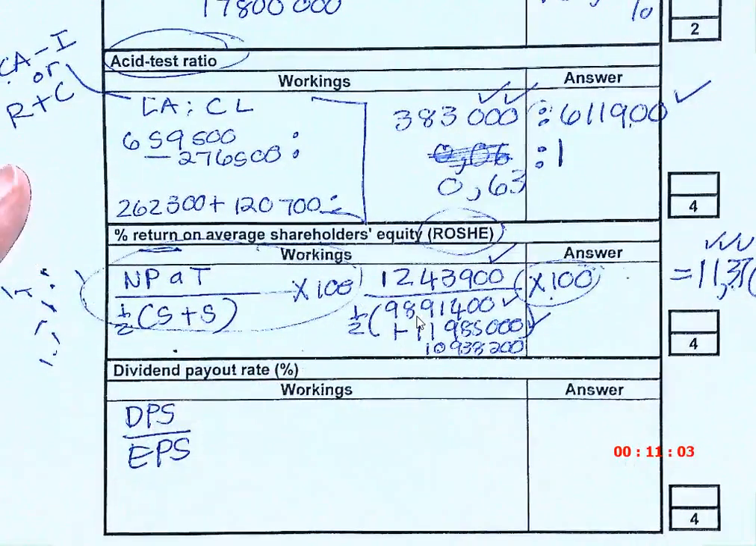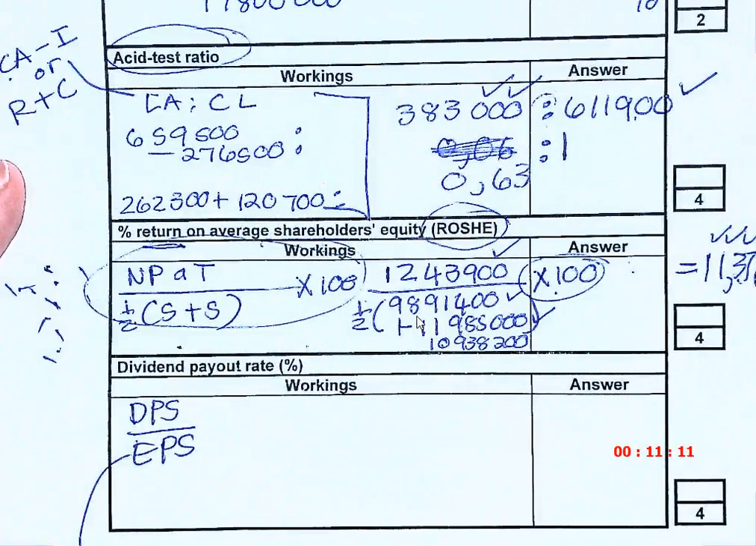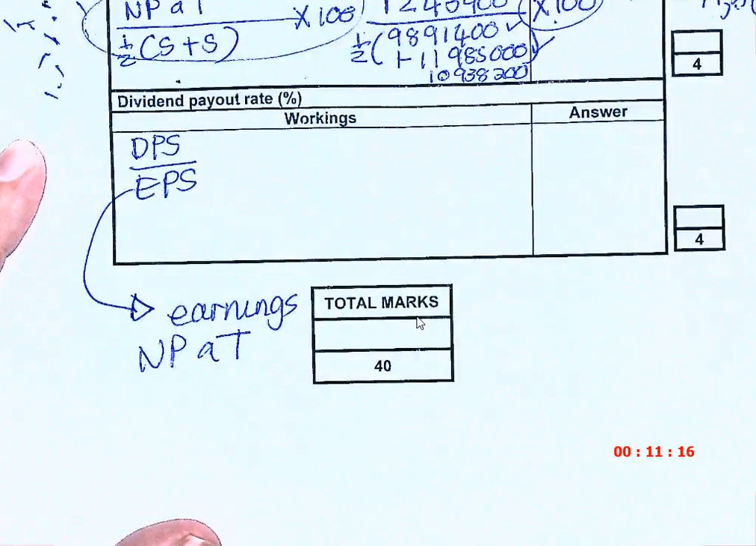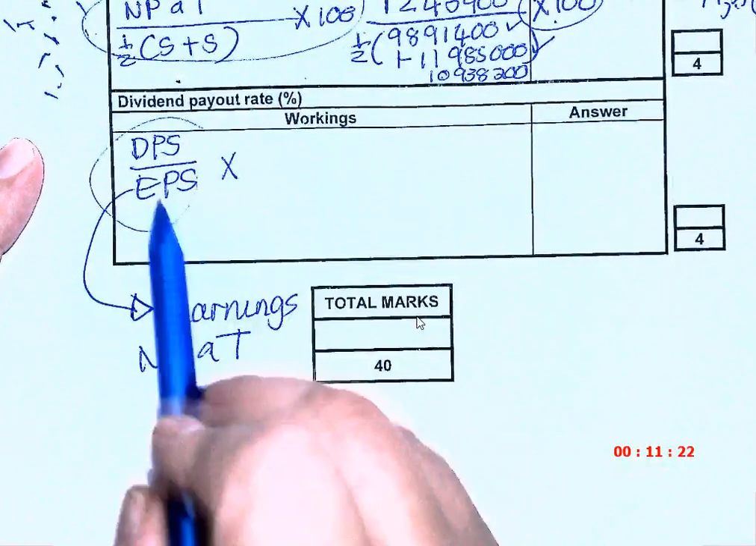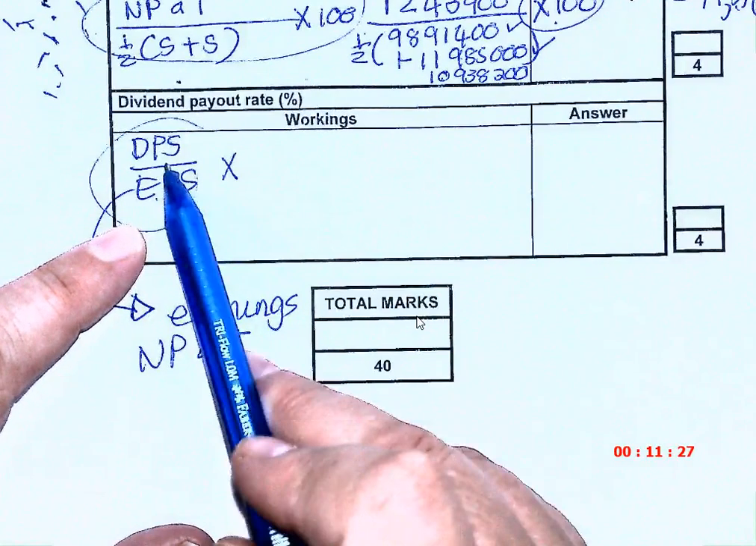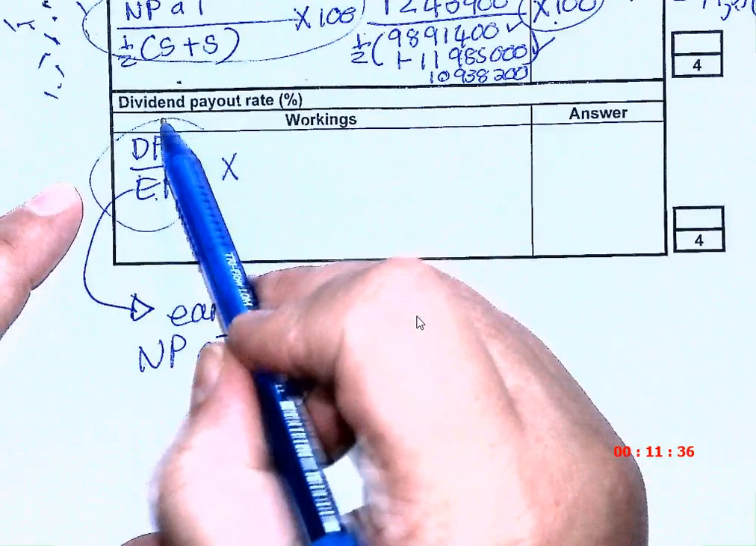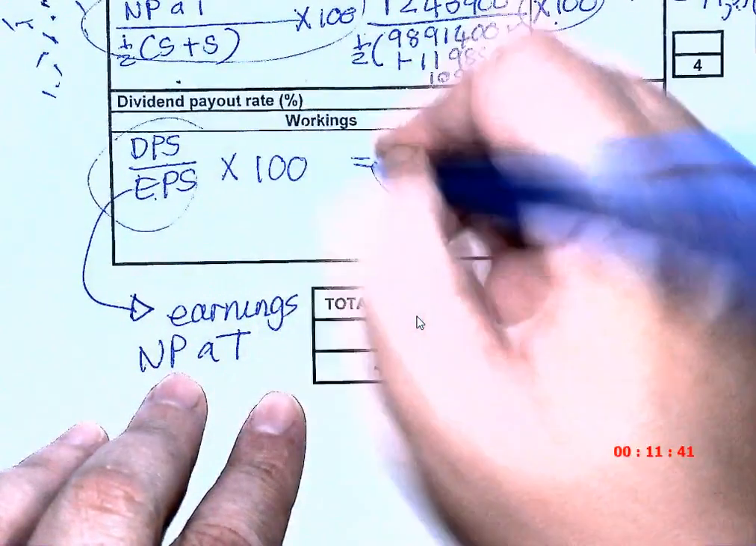Now let's just quickly talk. What is your EPS? It's your earnings. What is your earnings? It's your net profit after tax. That is what's available to share. So now this calculation here is going to tell me how much of that earnings we are paying out to the shareholders. Because what's DPS? It's the dividends that we paid out to the shareholders or declared to the shareholders. So that's the part of the earnings that goes to the shareholders. So times 100.